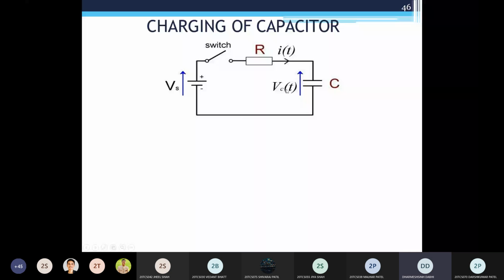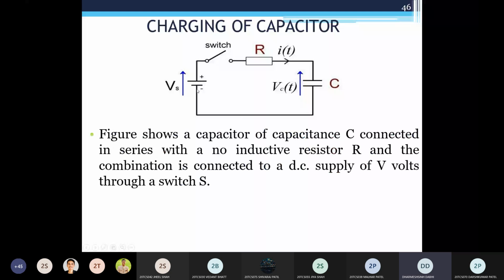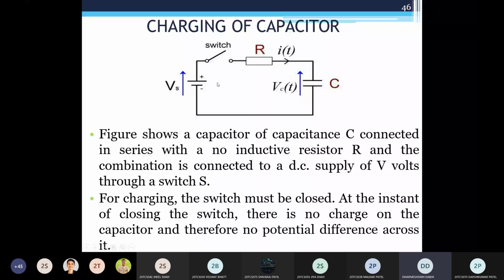When you close this switch, your capacitor will start charging through the supply voltage. Clear? So how does the charging happen on the capacitor? Let's understand this from this figure. This figure has a capacitance C, which is connected in series with the non-inductive resistance R, and that combination is connected to the DC supply Vs through this switch. So for charging of this capacitor, we must close this switch.